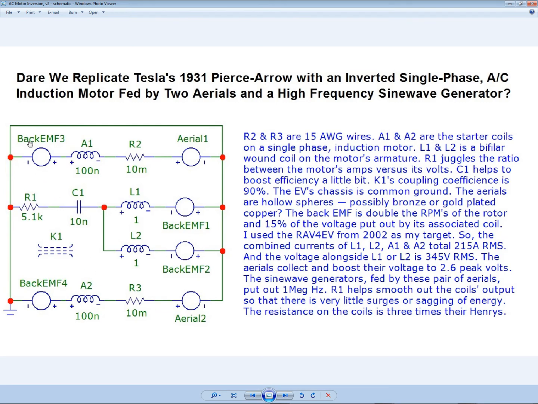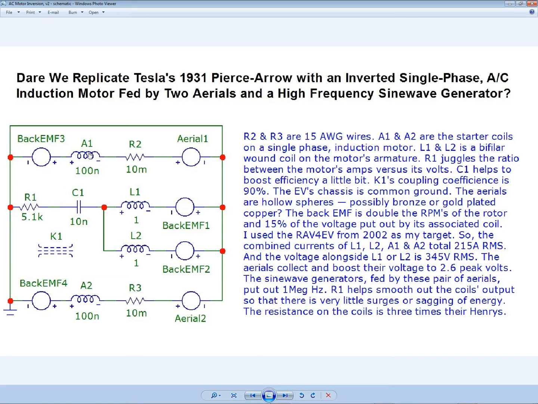Here's the schematic, and I put in back EMF on all four coils. And the back EMF I put in is 15%. I don't write it here. Oh, darn. I should have. Well, I'm telling you, it is 15% of the voltage. It's a voltage source turned around, and I have it rated at 15% of whatever the coil adjoining it is putting out.